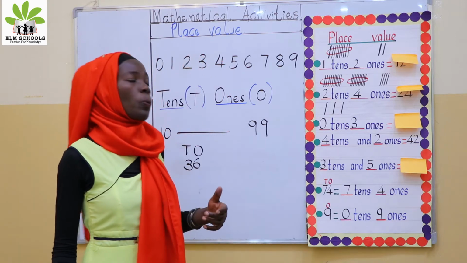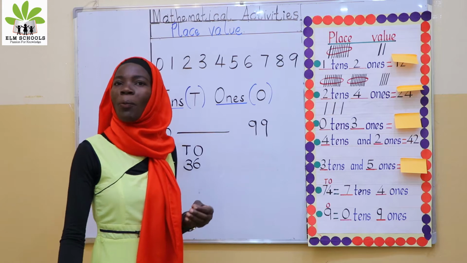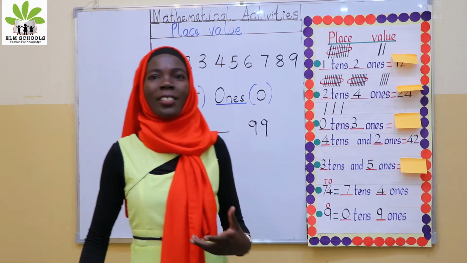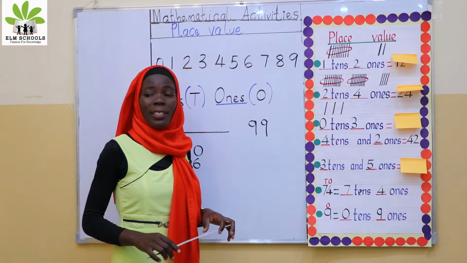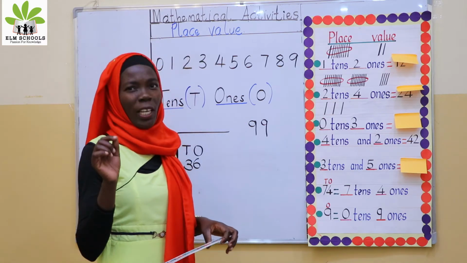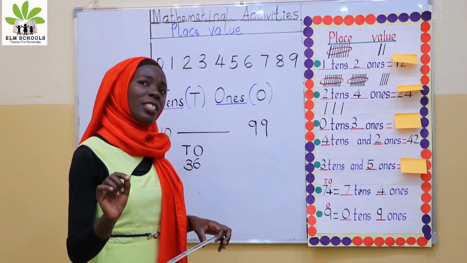Now, before we go to place value of numbers, I want somebody to tell me what is place value. What is place value? Place value is the position of a digit in a number.